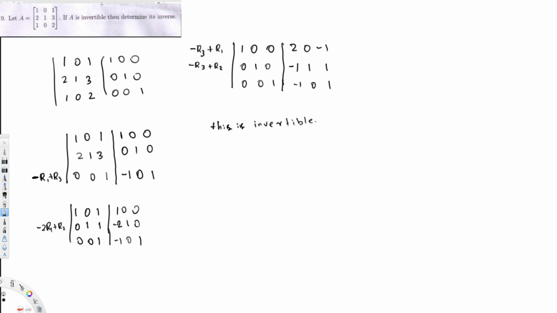And they are asking for the inverse. A inverse is going to be this value. So A inverse is equal to 2 0 -1, -1 1 1, and -1 0 1. This is my final answer.